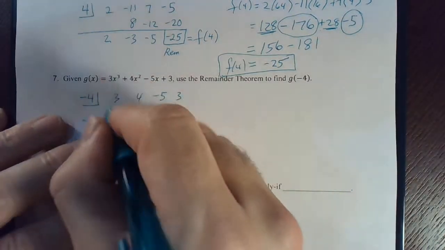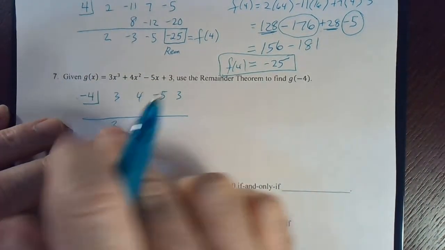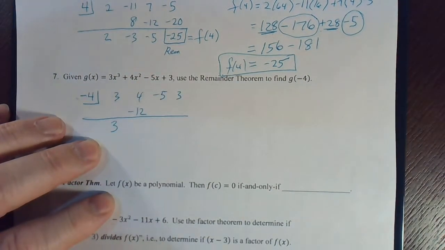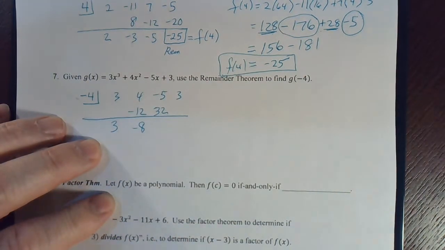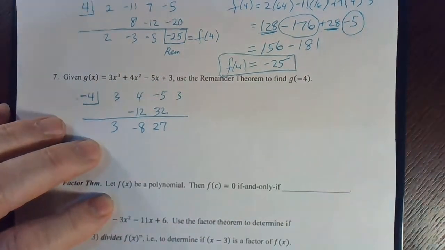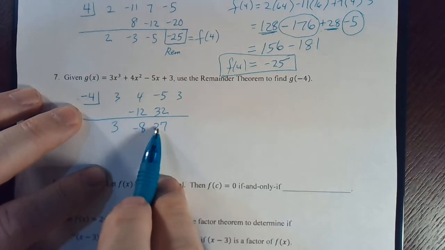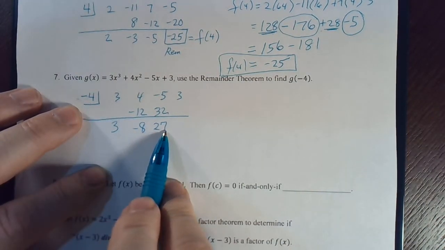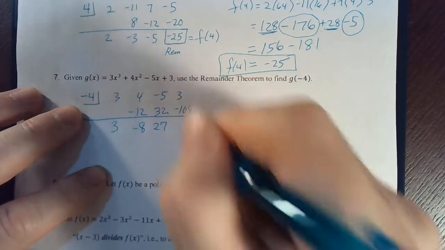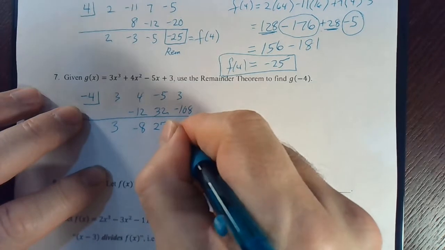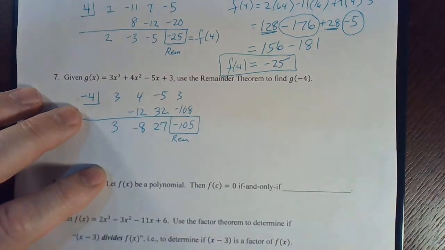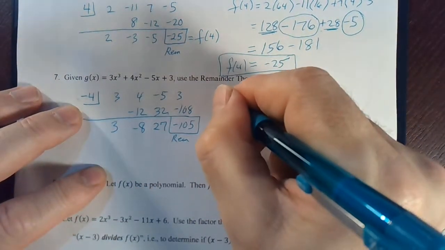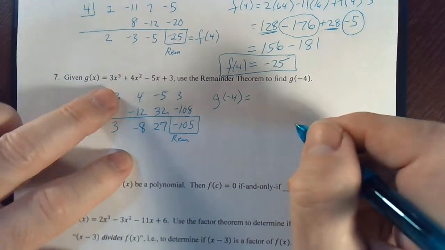Okay, so we bring the 3 down. Negative 4 times 3 is negative 12, and negative 12 and 4 give us negative 8. Repeat. Negative 4 times negative 8 is 32. 32 and negative 5, positive 27. Negative 4 times 27 would be negative 108. And then adding 3 to that would give us negative 105. So that's the remainder.